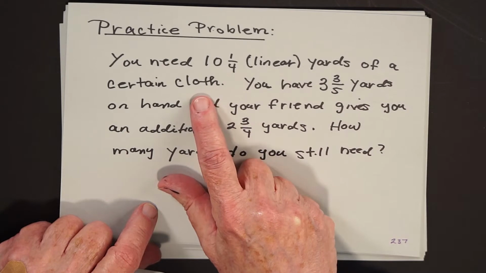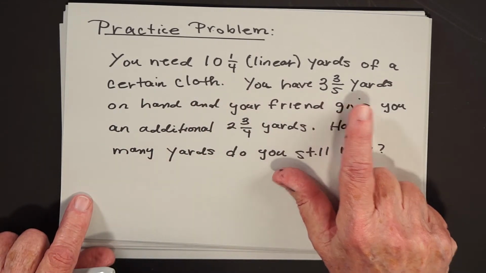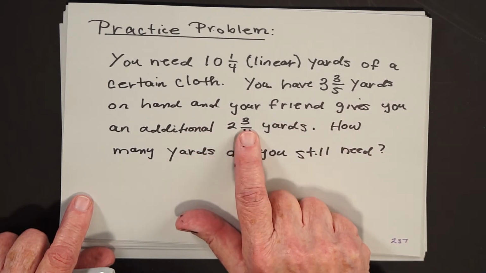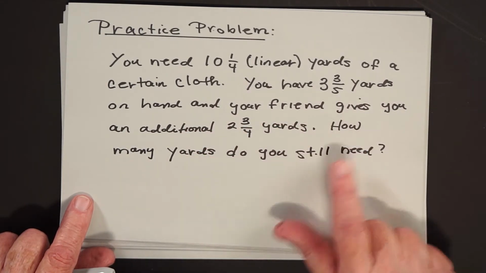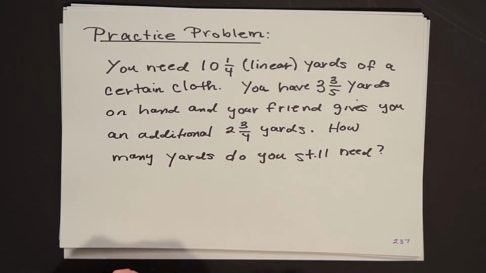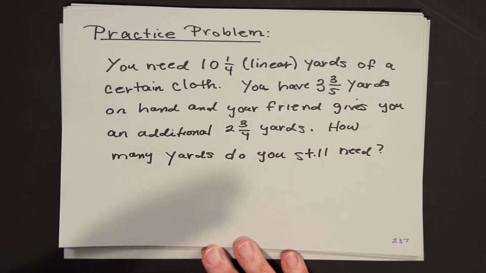But you need 10 1/4 yards of that cloth. You have 3 3/5 yards on hand, and your friend gives you an additional 2 3/4 yards. And the question is, how many yards do you still need to get your 10 1/4? And if you're doing this problem, keep in mind, it's the same arithmetic you would be doing if these were whole numbers. The process doesn't change. Only the adjectives are different.